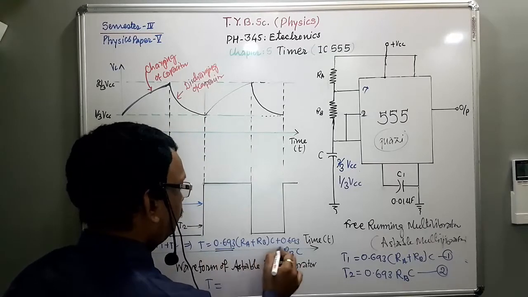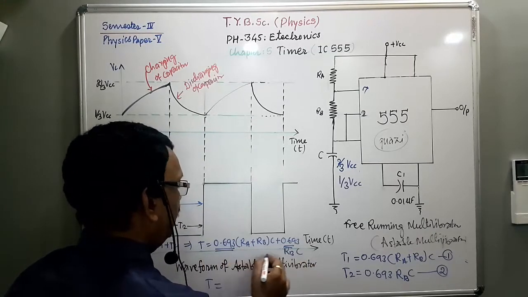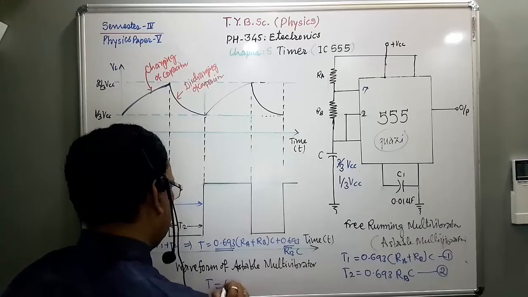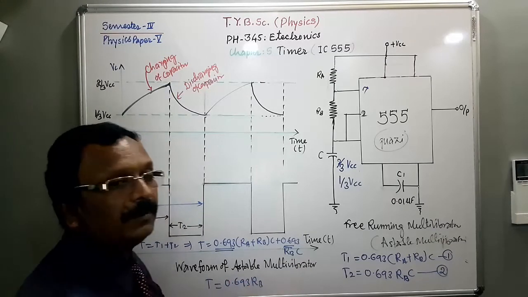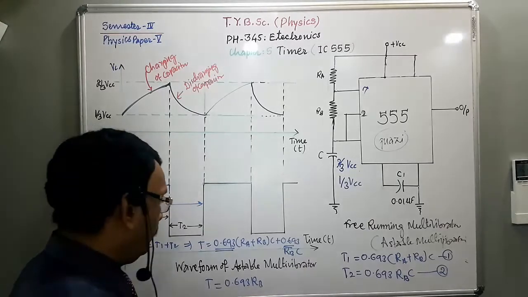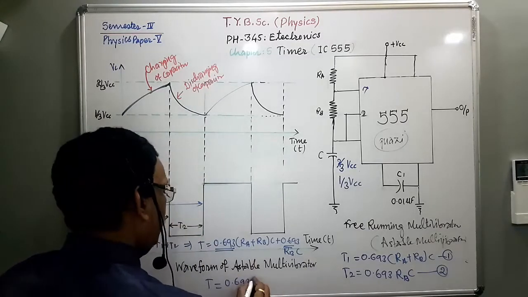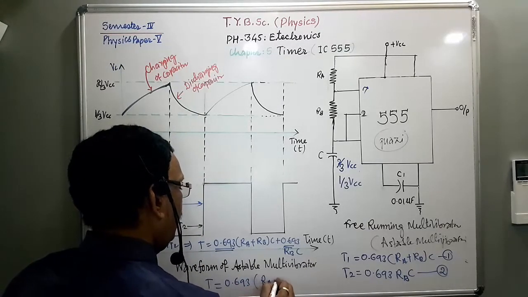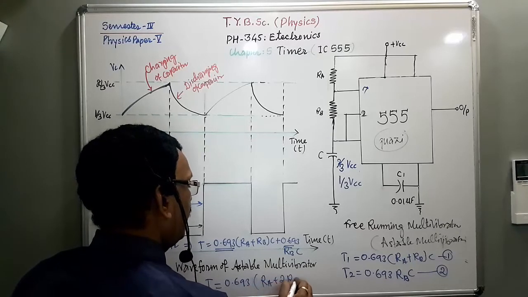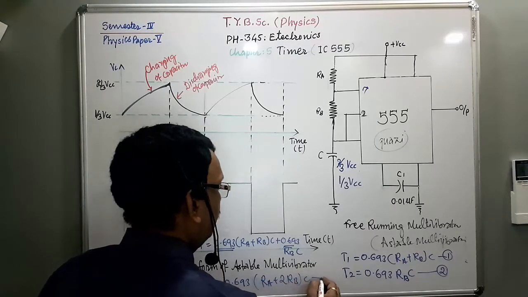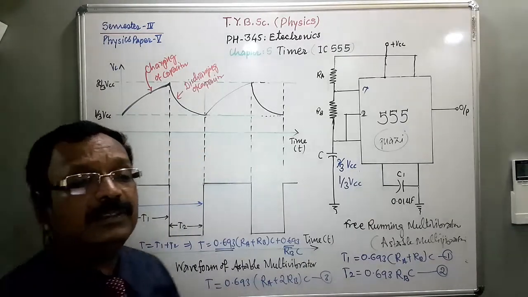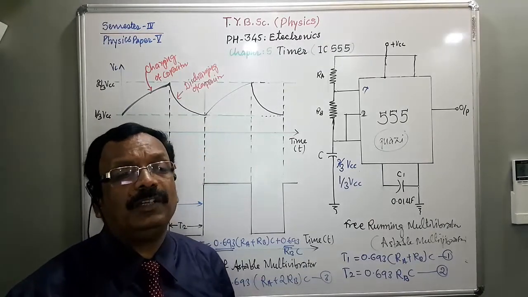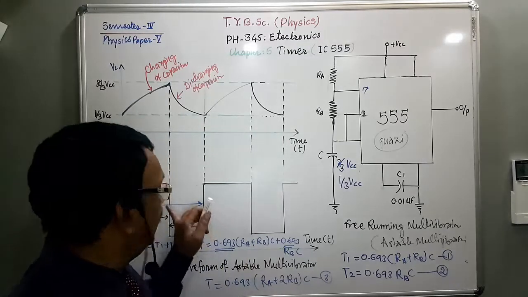Take 0.693 common here: 0.693 times, in brackets, RA plus twice RB, into C. This is a very important equation. We use it for the total period of the resulting waveform.